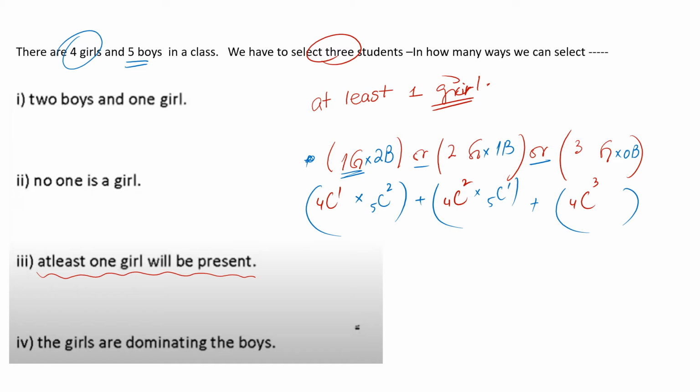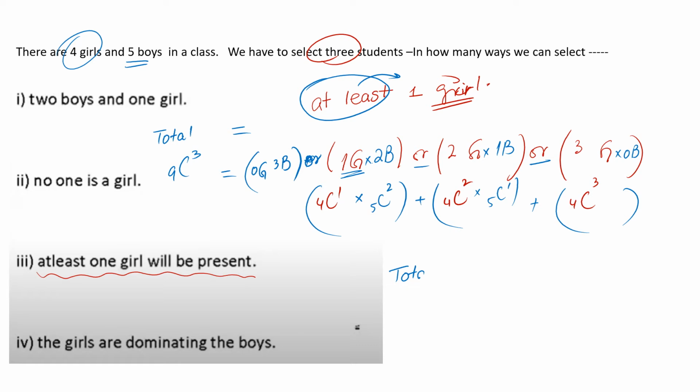But what is the other way or the short trick? So understand, at least one girl is present. Whenever the word "at least one" is present, you can understand it like this. The total number of students selected is 9C3, and they can be one girl and two boys, two girls and one boy, three girls and zero boys, or zero girls and three boys. So this is the way of selecting the total number of students.